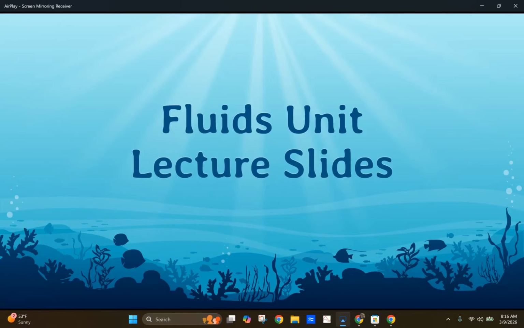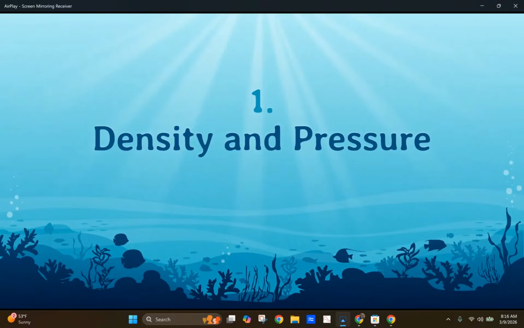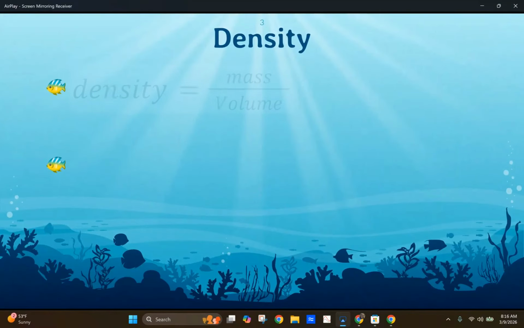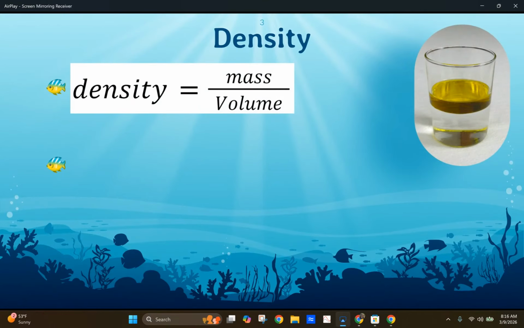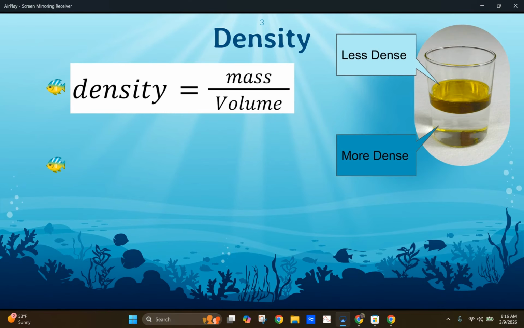All right, for fluids, we're going to go ahead and start with a couple things that hopefully are familiar. The first thing is density. So density, if you remember from chemistry, is mass divided by volume. And so if you have something that is less dense, that's going to be what floats. And the thing that sinks is going to be more dense.